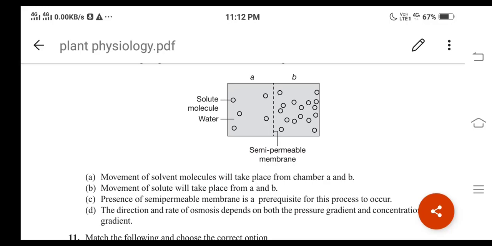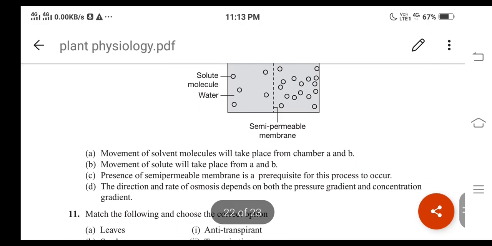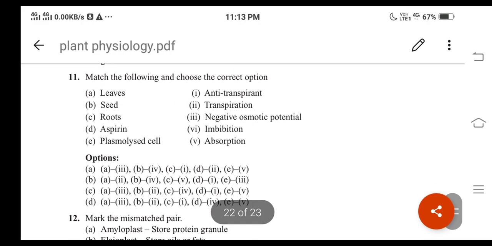Then C, presence of semi-permeable membrane is a prerequisite for this process to occur. This is correct only, because a semi-permeable membrane is required for the osmosis process. Then option D, the direction and rate of osmosis depends on both the pressure gradient as well as the concentration gradient. So option D is also correct. And for question number 10, option B is the incorrect statement. Then let us go for the next question, question number 11.